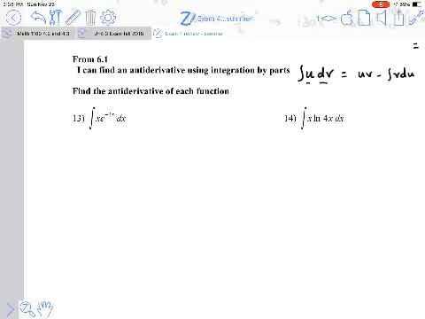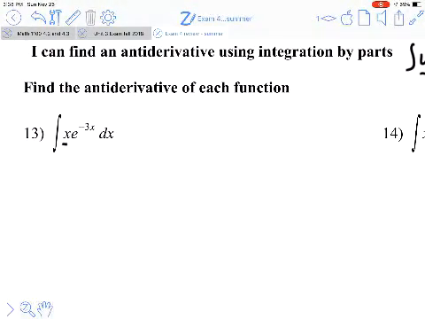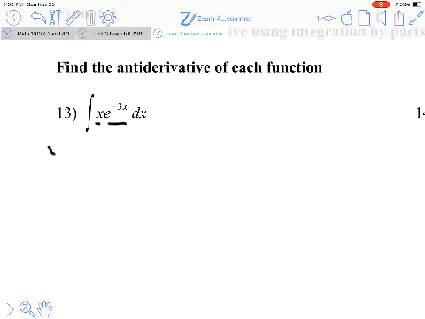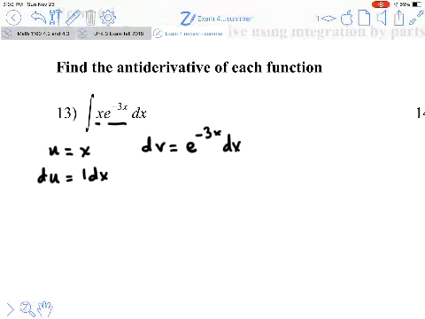The guidelines for this, if you recall, u needs to be something whose derivative du is a more simple form, and dv, if you choose an expression for dv, it needs to be something that's easy to integrate. So right here in number 13, we've got two expressions, x multiplied by e to the negative 3x. One of these has to be u, the other one has to be dv. Now I'm going to let x be my u expression, because when I take the derivative du, then the derivative is just 1 dx, and 1 is a more simple form of x. So that's a pretty good choice for u. Now dv then would have to be the remaining expression, e to the negative 3x dx.